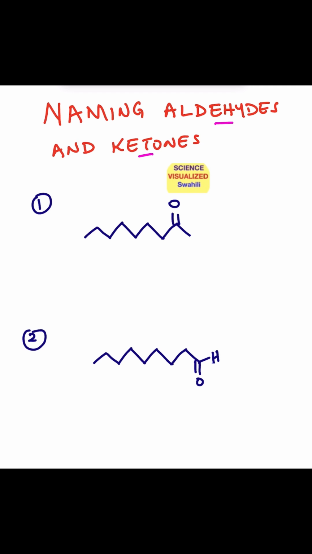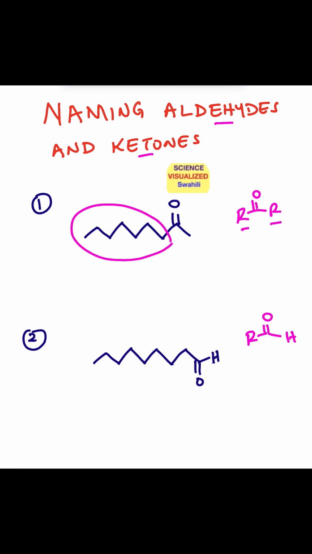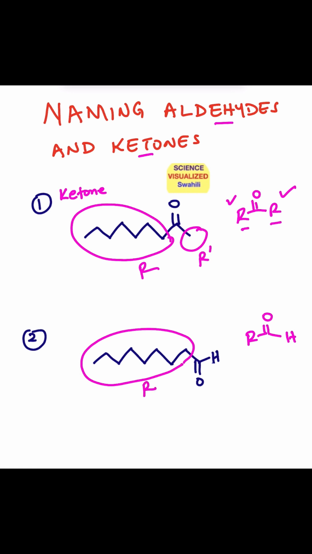Ketones have alkyl groups on either side of the carbonyl. So I'll use R for alkyl groups, while aldehydes have an alkyl group on one side and a hydrogen on the other side. So if you look at this first example, you have one type of alkyl group here, one type of R, and another type of alkyl group, I'll call it R prime. And because you have R and R prime, that makes this example number 1 a ketone. For number 2, you have an alkyl group here, R, and a hydrogen. So R and hydrogen, and that makes this number 2 an aldehyde.